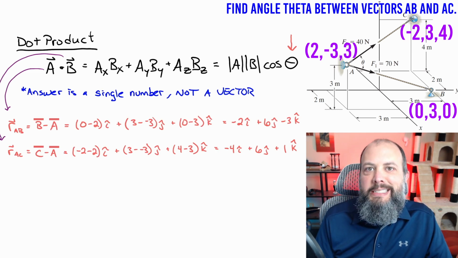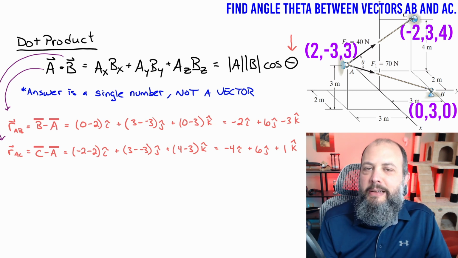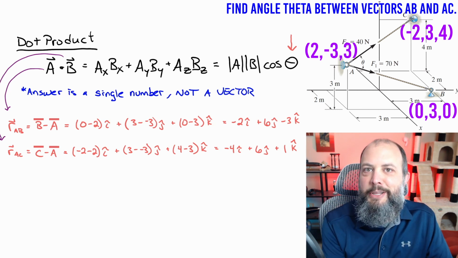So the reason I figured out the x, y, and z coordinates at the very beginning for points A, B, and C was because I was going to need these position vectors from A to B and from A to C. And I solved for each of those position vectors by subtracting the final position minus the initial position. So B minus A and C minus A.